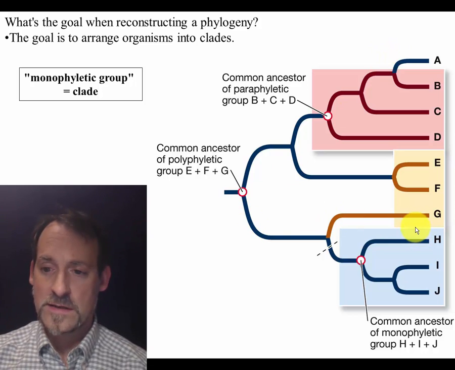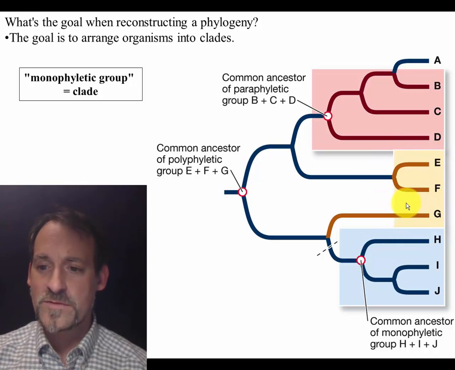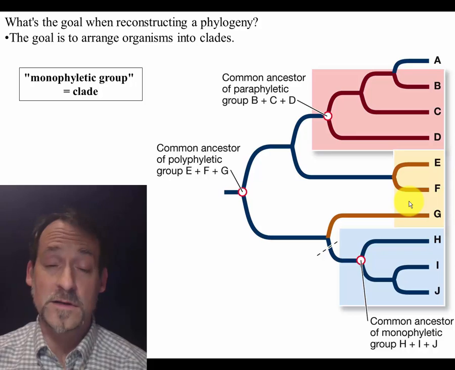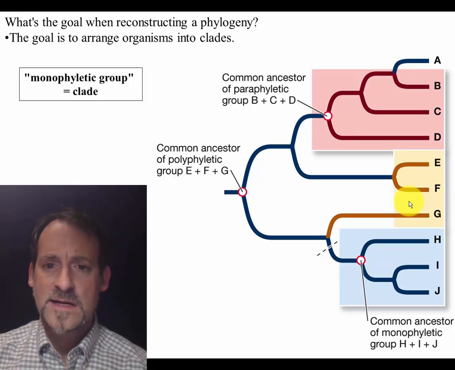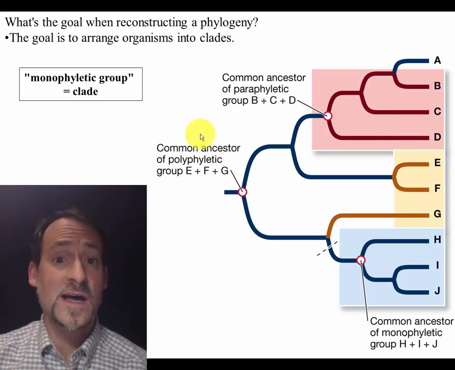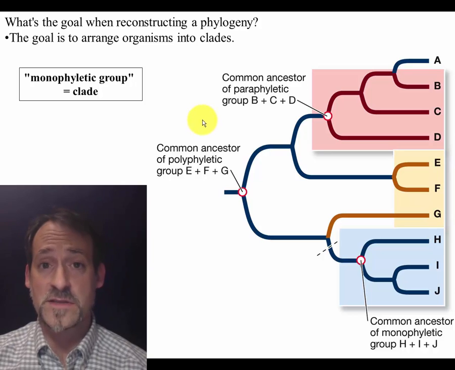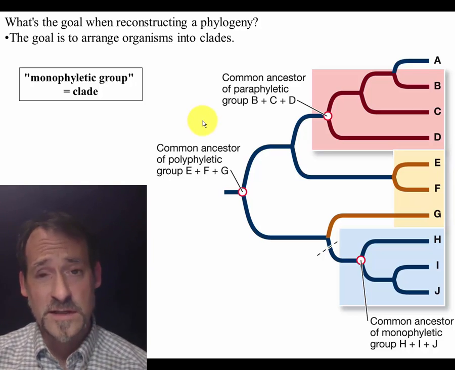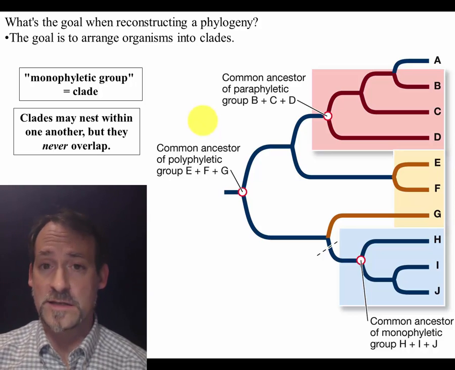Another way of getting a group that's not a clade is to include a group of present-day species but not include their common ancestor. And technically, these two different groups have different names. This one's called paraphyletic, that one's called polyphyletic. I will never ask you about these names. I don't think they're important, because what really matters is, is it a monophyletic group or not? In other words, have you got a clade?